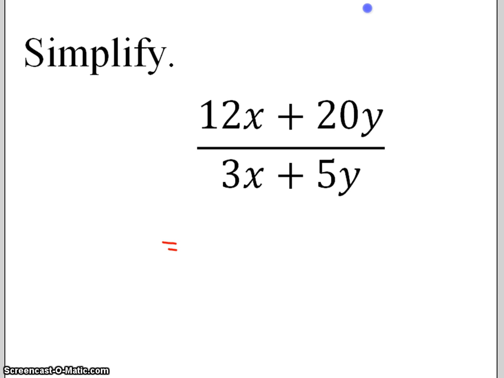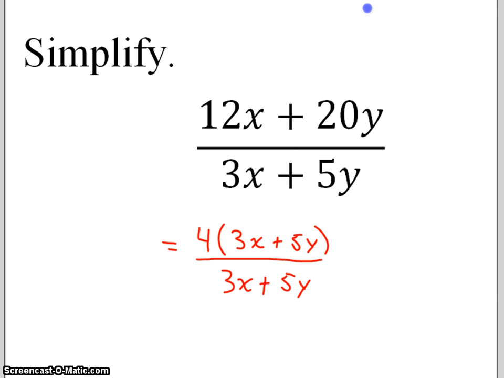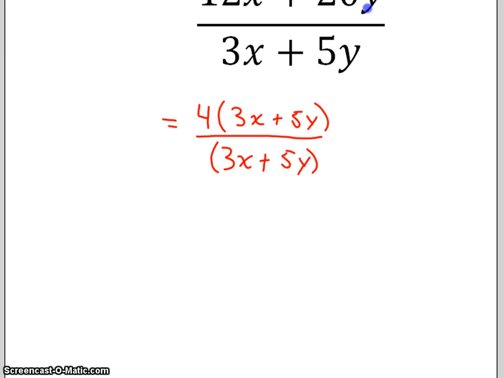So let's see, what can we take out of the numerator, 12x plus 20y? It looks like we could take out a 4, and 4 times 3x would be 12x, and then plus 5y, over 3x plus 5y. Now this 3x plus 5y, there's really a 1 out front. Now we can cancel that. That 3x plus 5y as an expression becomes a common factor.